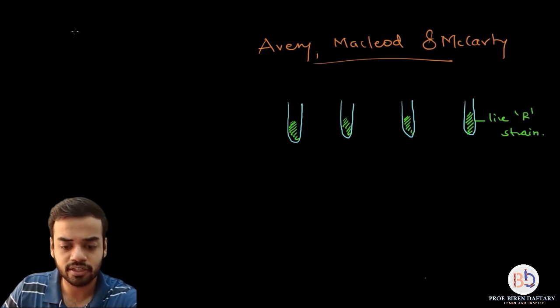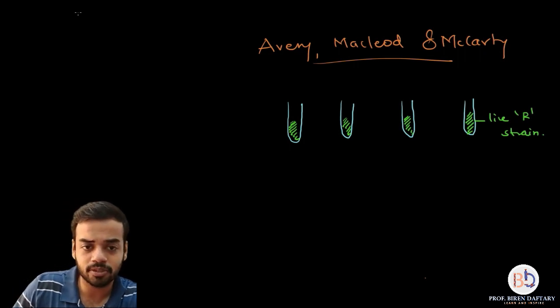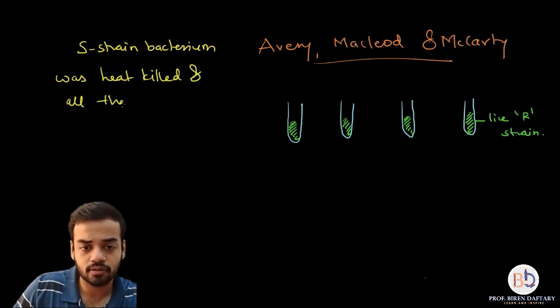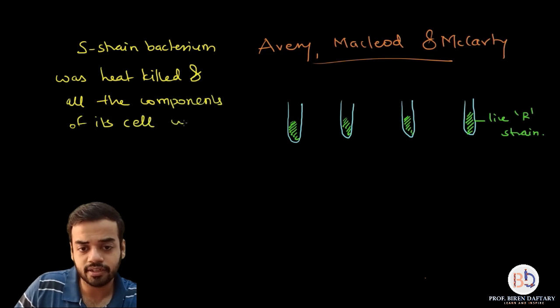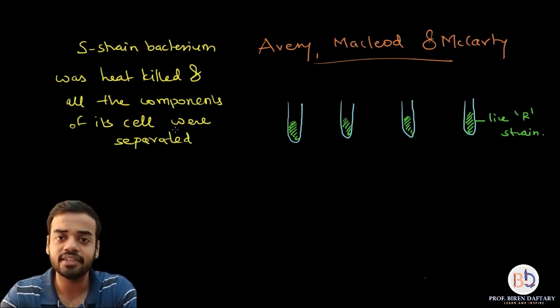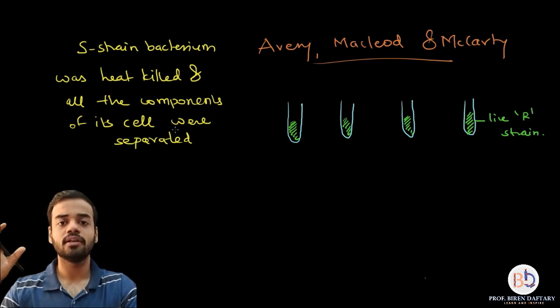So that is very, very important to remember that in this experiment, S strain bacterium was heat killed and all the components of its cell were separated. Okay, so all the components are separated, and what these three did was they added each of these components in each of the tubes. Is this correct?